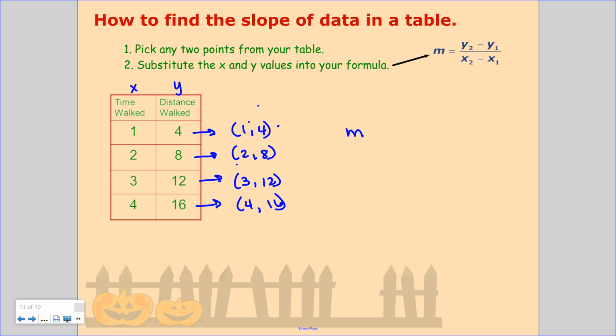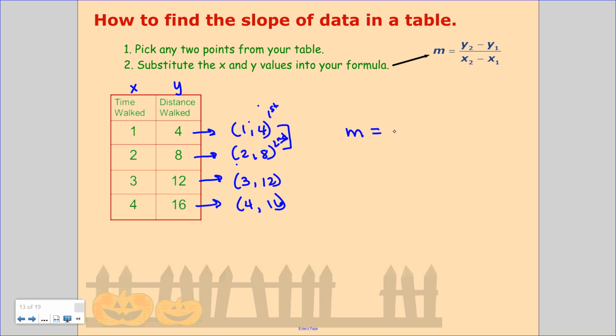I'm going to use the first two because they have smaller numbers and they're easier to work with, but you can use any two pairs of points. Pick one to be your first point and one to be your second. I'll make that my first, this my second. Again, the choice is yours. What's important is that you're just consistent in pulling from the same point first each time.